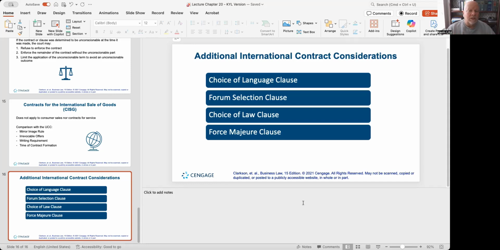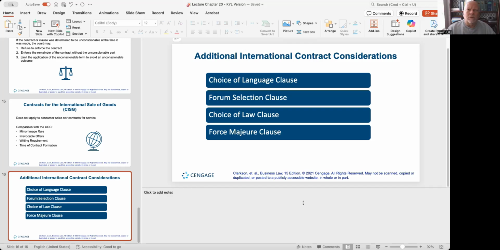Number two, forum selection. What if I'm selling to someone in South Africa? Well, they don't deliver. I don't want to have to travel to South Africa and sue them there. I want to sue right here. I happen to be in Tulsa, Oklahoma. I want to sue in Tulsa, Oklahoma. So if my purchase contract has a clause that says anytime there's a dispute, we will hear it in Tulsa, Oklahoma, that's a forum selection clause.